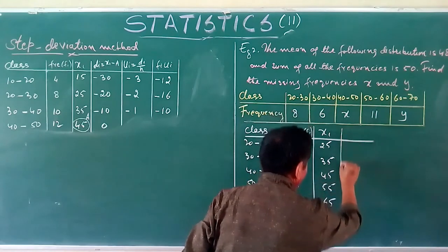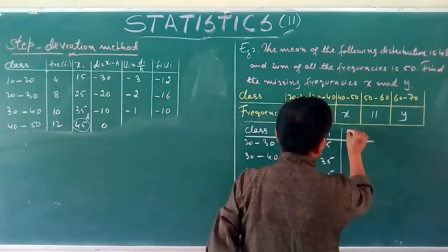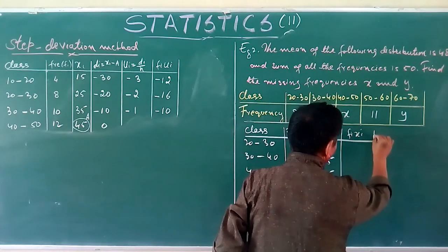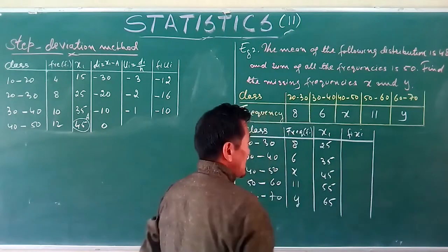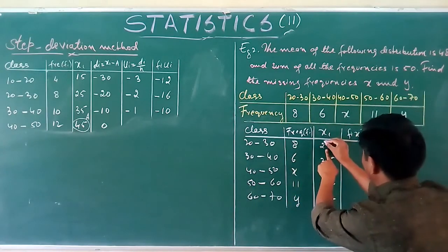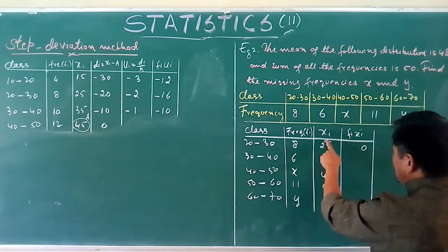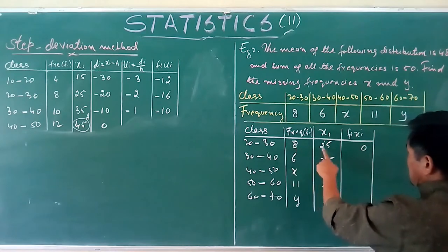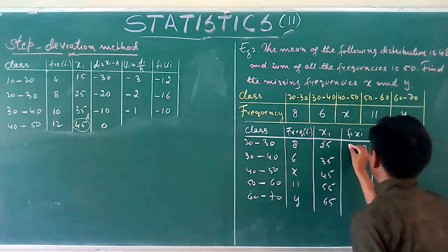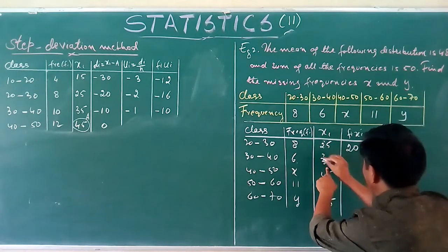And finally, we need fi xi, which is the multiplication of fi and xi. If you multiply here, 5 eights are 40, 40, 18, 16, 17, 18, 19, 20, 200, yeah? 6 5s are 30, 30.